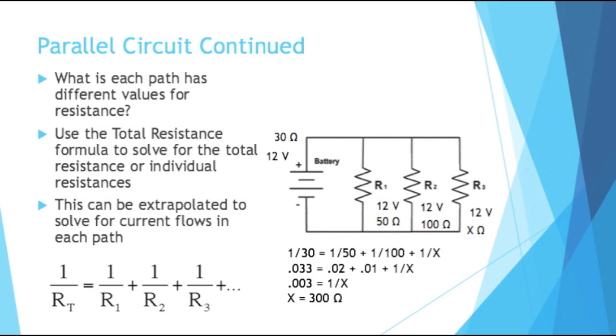So the math here can get a little tricky, but let's walk through an example. So say that we know the total resistance of the circuit is 30 ohms. We know that on the first resistor, the first path, the resistance is 50 ohms.